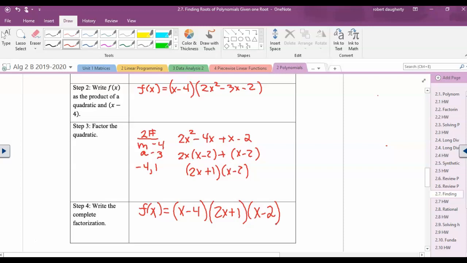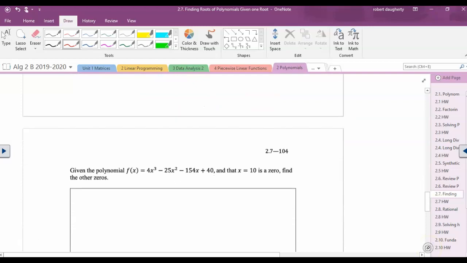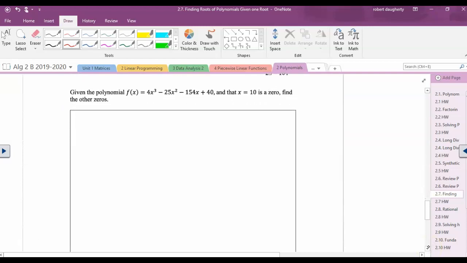If I were to ask you to solve when that thing is equal to 0, when would this thing now be equal to 0? At 4, -1/2, and 2. Okay? So we're solving and factoring all of these guys. So let's look at this one.